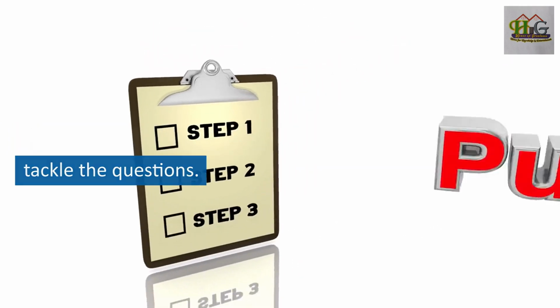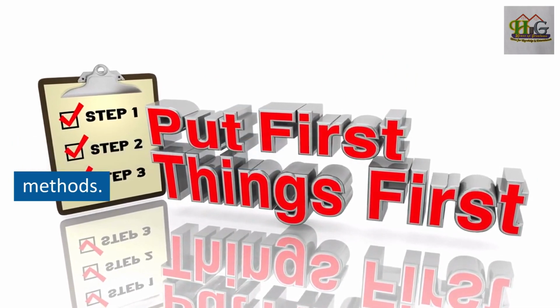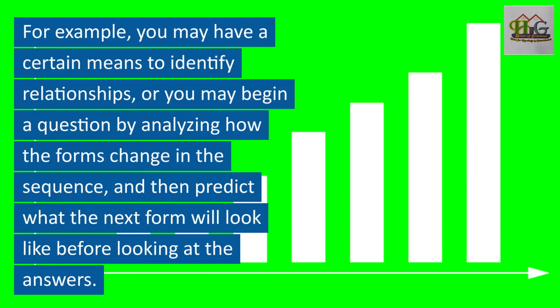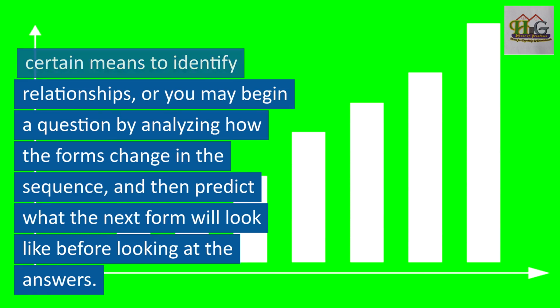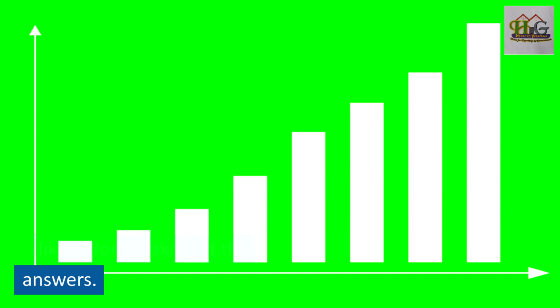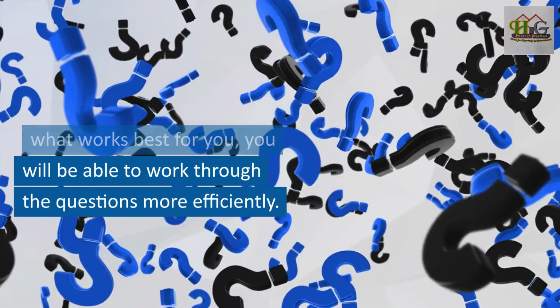Step 5. Create a strategy to tackle the questions. As you practice, you will likely discover your most effective methods. For example, you may have a certain means to identify relationships, or you may begin a question by analyzing how the forms change in the sequence, and then predict what the next form will look like before looking at the answers. Once you have discovered what works best for you, you will be able to work through the questions more efficiently.